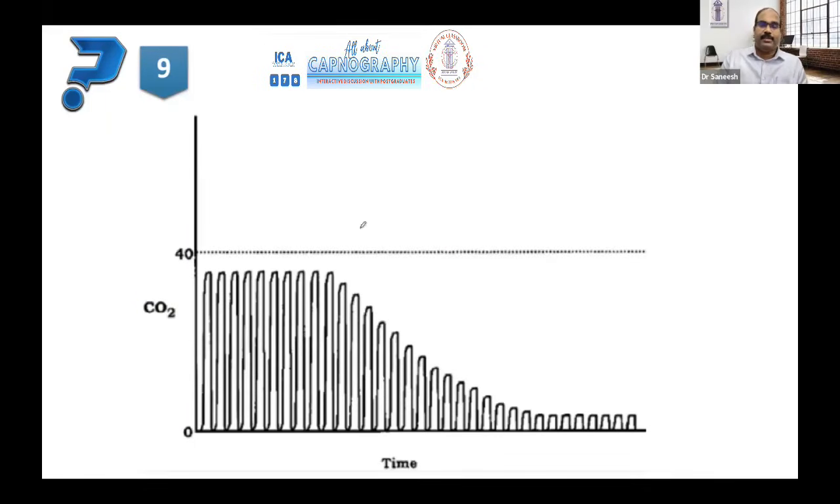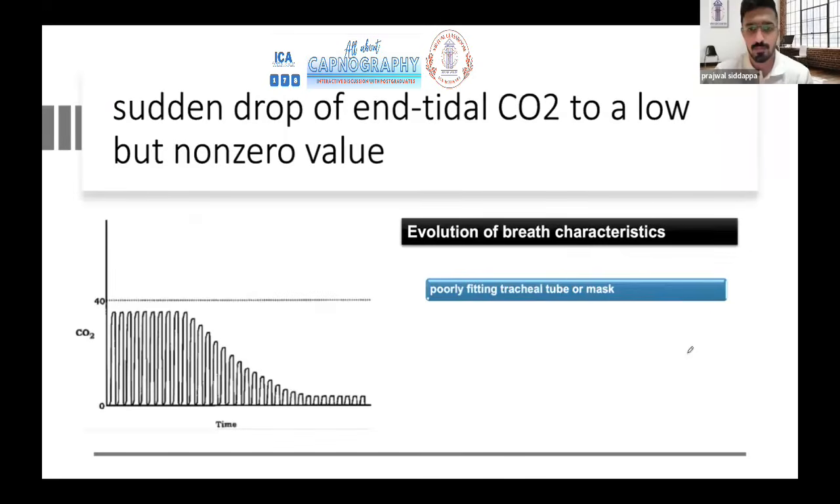So, Dr. Prajwal, this is what we have been discussing. This is a trend graph of ETCO2. You can see the trend gradually falling, but not to zero. So what could be the possibility? Embolus, sir. Yes, that's what we've been discussing. Gradual fall in the ETCO2. Gradual fall. Okay, so it can also happen with a poorly fitting tracheal tube or mask.